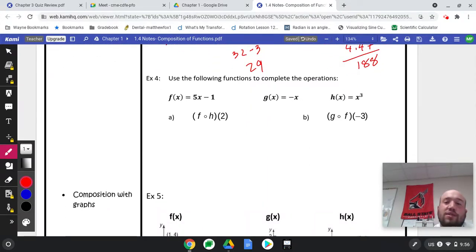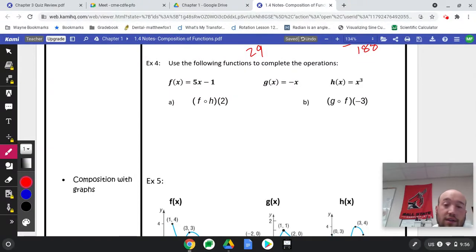Now there's 3 functions, but it's the exact same thing. Okay. So f of h of 2, we take 2, plug it into h. So 2 cubed, which gives us 8. That 8 now gets plugged in, so 5 times 8 minus 1. 5 times 8 is 40. 40 minus 1 is 39.